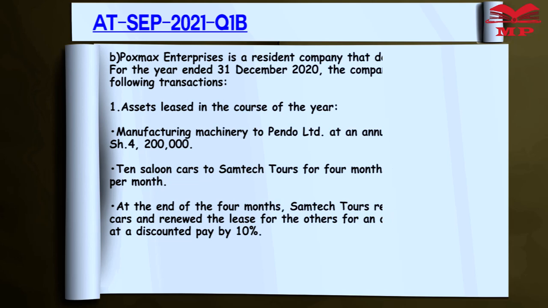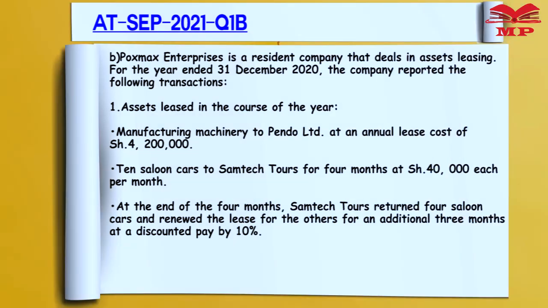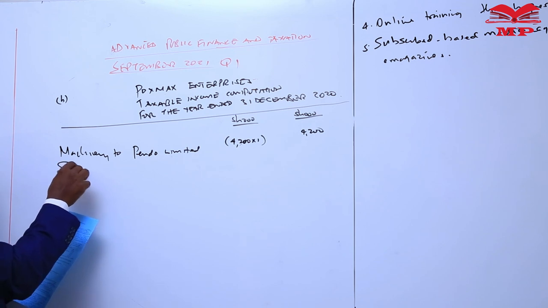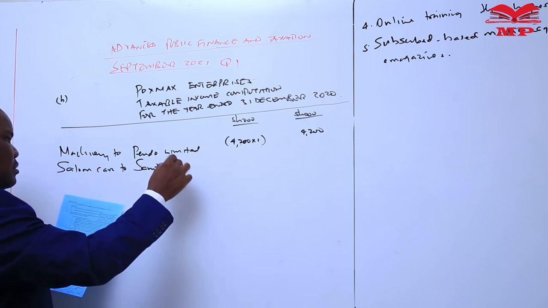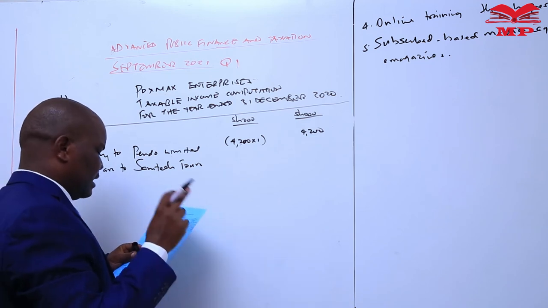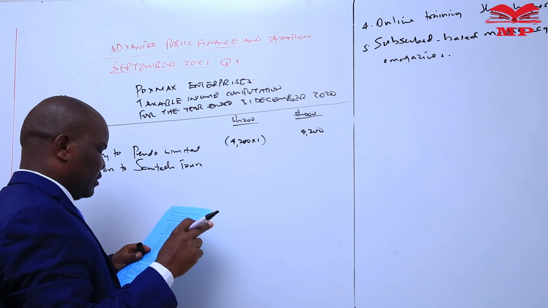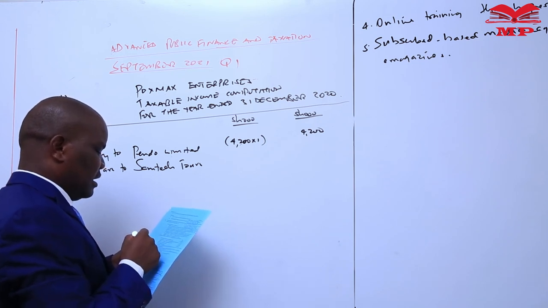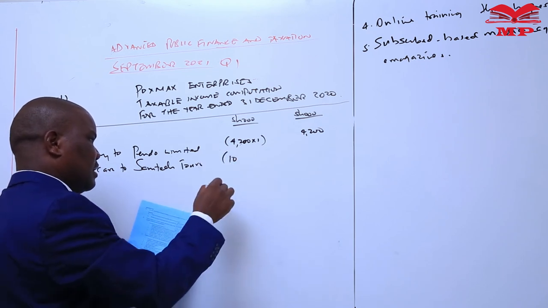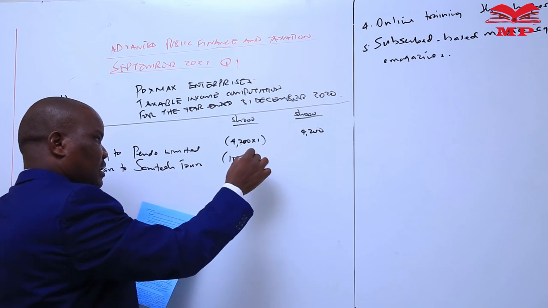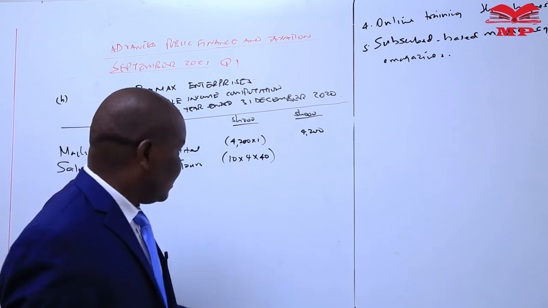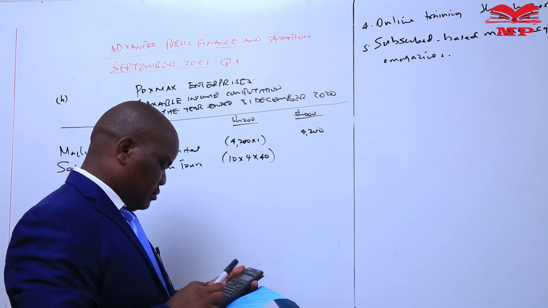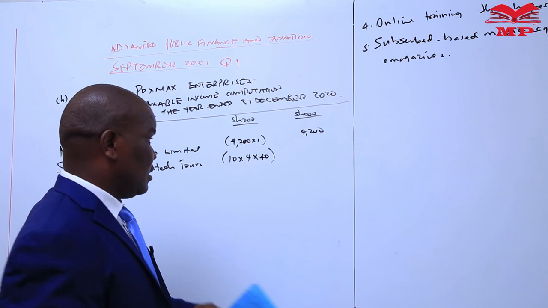Two, we have 10 saloon cars to Samtec Tours for 4 months at 40,000 shillings each per month. So we shall write here, saloon cars to Samtec Tours. And we have to get the details. There were 10 saloon cars leased out to Samtec Tours for 4 months, each earning 40,000 shillings per month. So we work out that quickly. That is 10 by 4 by 40, which is 1.6 million shillings. That is what we write here.